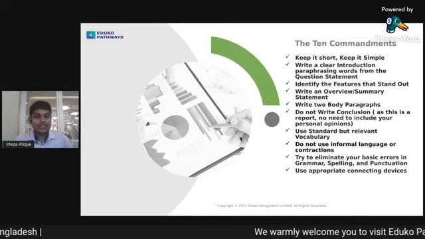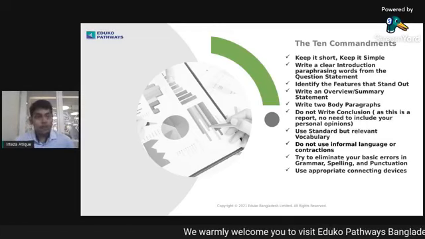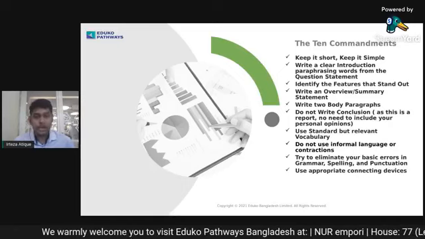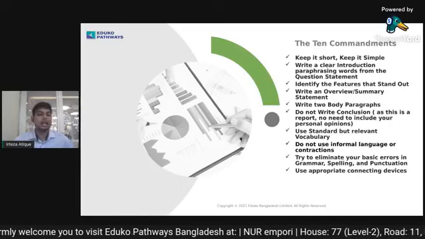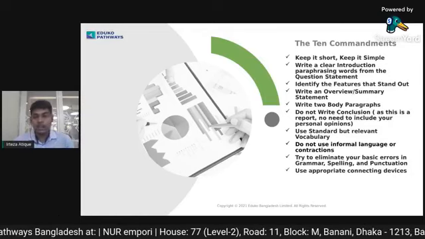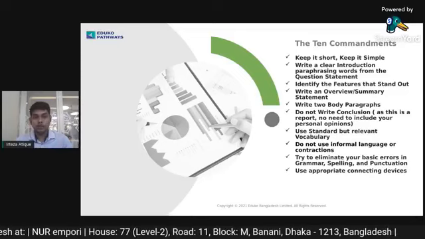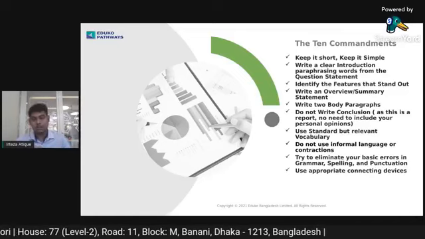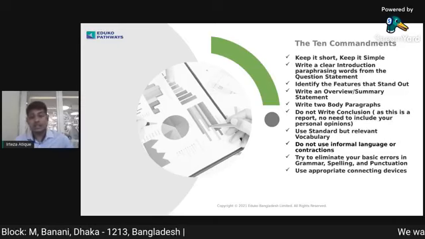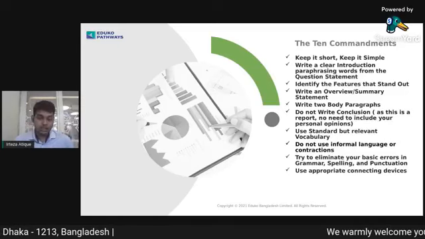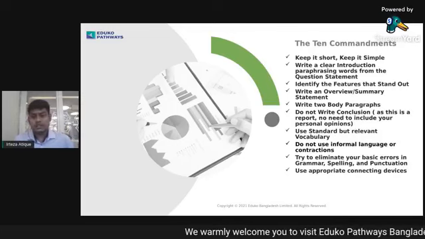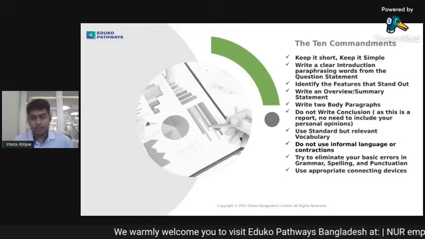So what are the 10 commandments? The 10 commandments are basically 10 simple rules that you need to follow to get a decent score in academic writing task 1. This is a very well thought out and well designed set of 10 points that we have created here at Eduko Pathways Bangladesh to help our students get the desired band level that they want in IELTS writing. So I will discuss each of them very briefly.